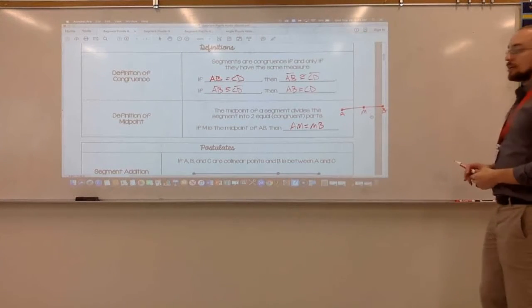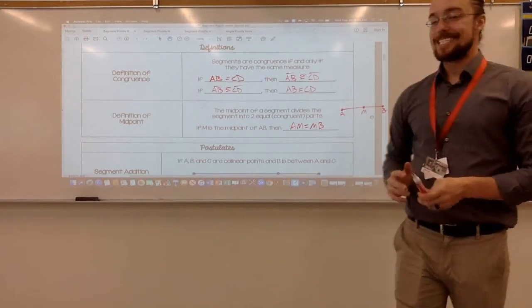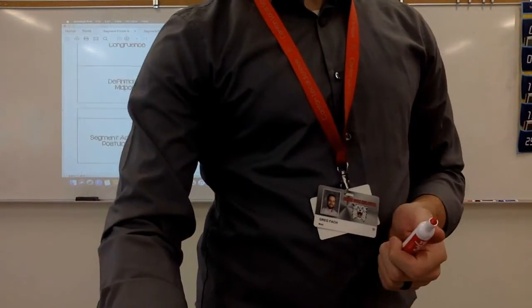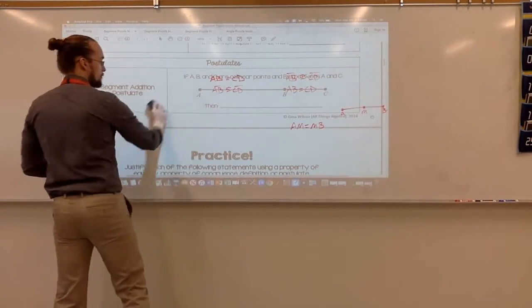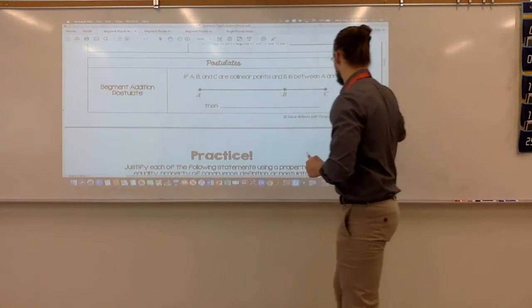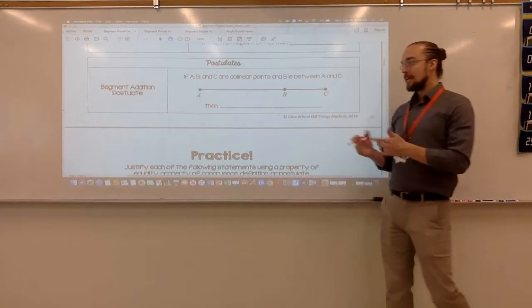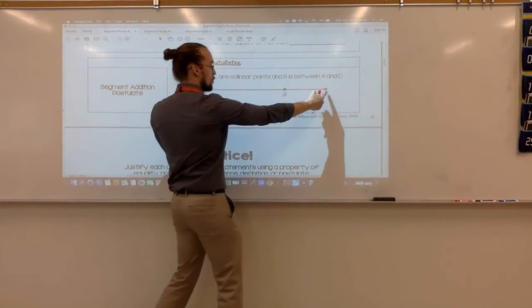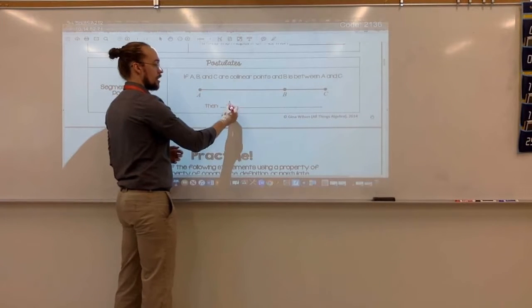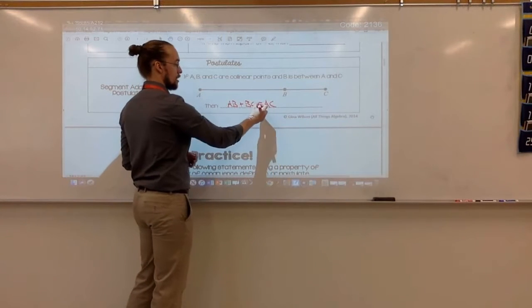And then the final one that we're going to look at is a postulate. A postulate is just something that we take to be true. So the segment addition postulate, and this is actually something we've already looked at. We're just going to use it now to prove things. The segment addition postulate just says if I have some segment with 3 points on this line, then I can say this piece plus this piece equals the whole thing. So we can say AB plus BC equals AC.